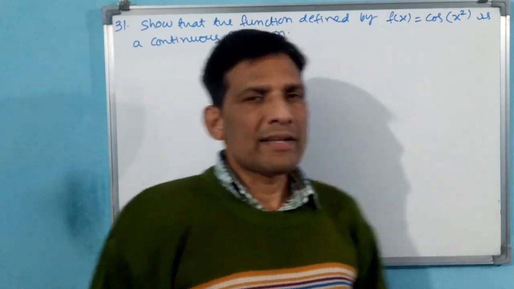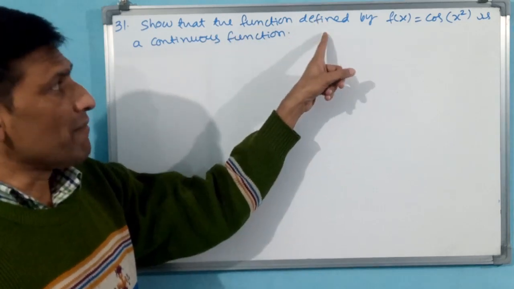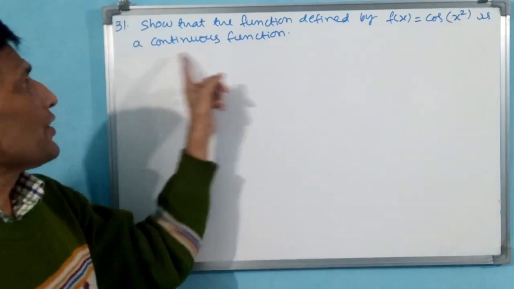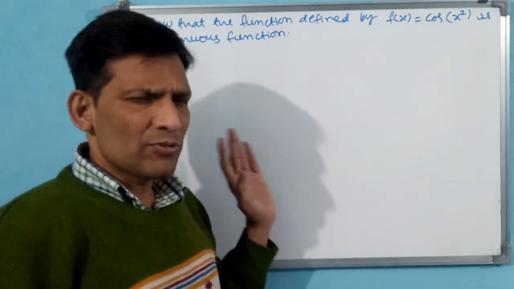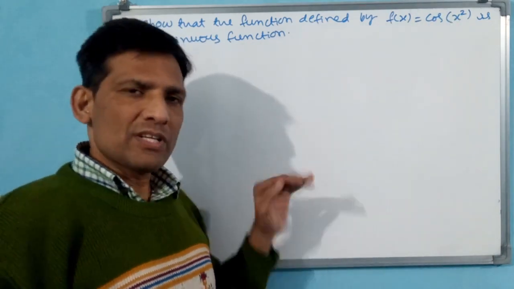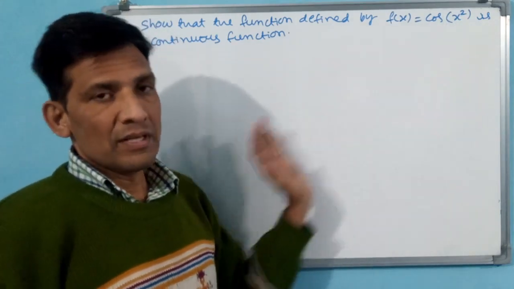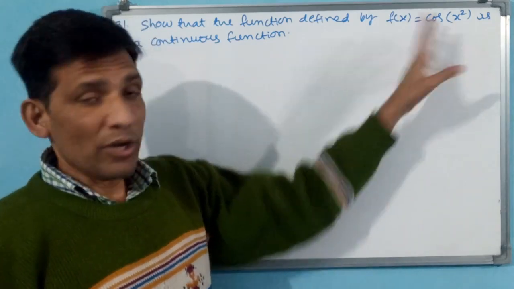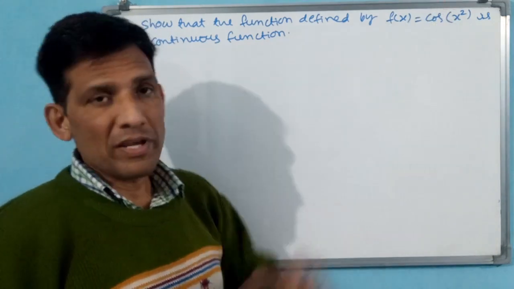Okay, let us see what they have given in the 31st question. Show that the function defined by f of x is equal to cos of x square is a continuous function. Is it a continuous function or not? Continuous only. Why? Because x square is a continuous function. Whatever value you give, a positive value will come, because x square is there. Minus 1 also squared, plus 1 also squared, plus 1 only will come. There is no discontinuity, there is nothing undefined. That is why x square is continuous.